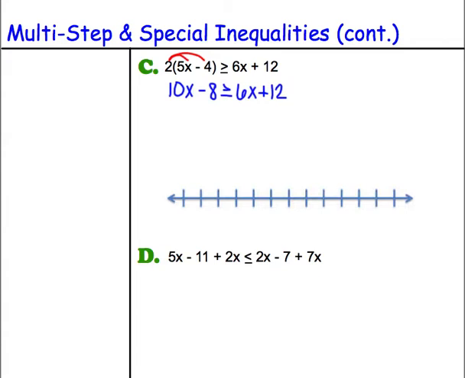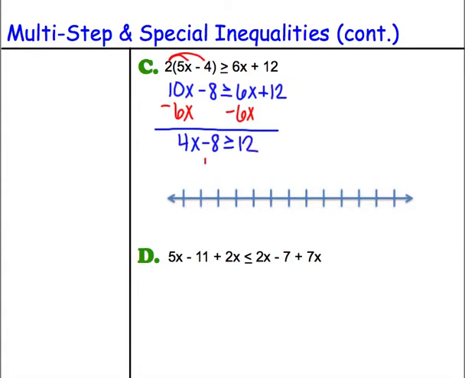Now when I go ahead to figure out, because I don't like having to worry about whether or not I'm going to flip the sign, instead of flipping the sign, I am going to make sure that when I get my x terms on the same side, I get them so they're positive. So to do that, I'm going to get rid of the 6x on both sides. And by doing that, I'm going to have 4x minus 8 is greater than or equal to 12.